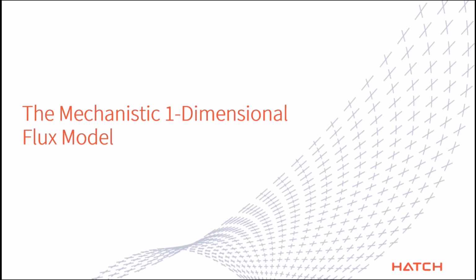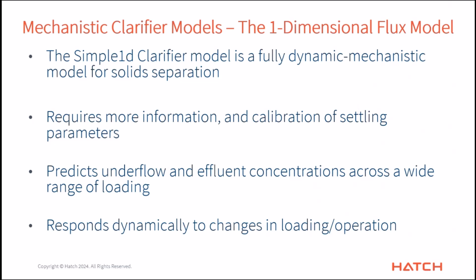Okay, so I'm going to move on to talk about the background and details of the one-dimensional mechanistic model now. So now we're moving on from our simple empirical models, which are fixed removal rates, onto the more predictive model. This is a fully dynamic mechanistic model for doing solids separation. It's called a one-dimensional flux model because we are modeling it in layers, and we have settling and separation of the solids in one direction.